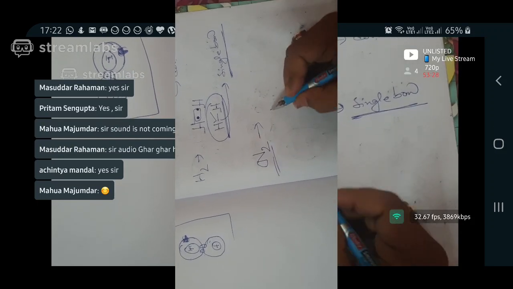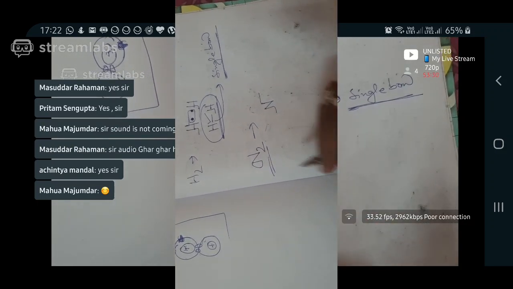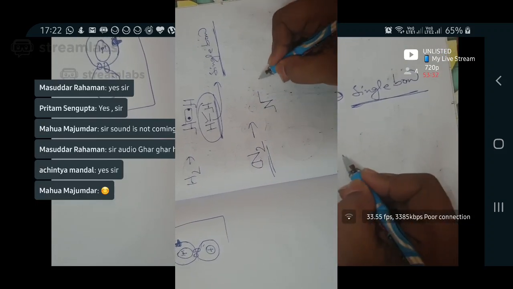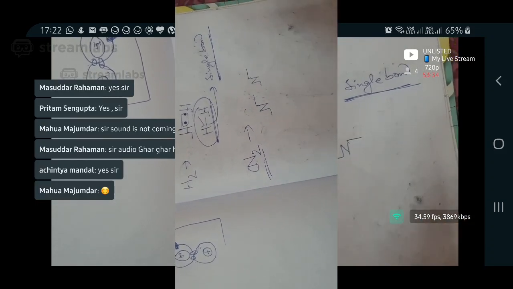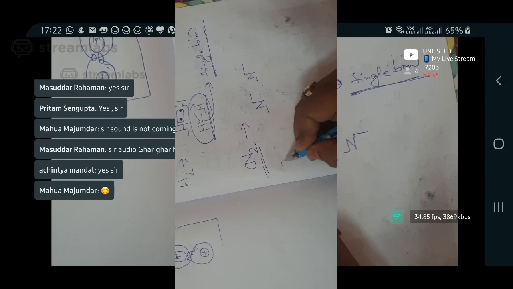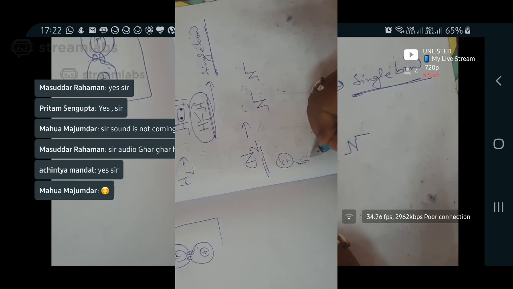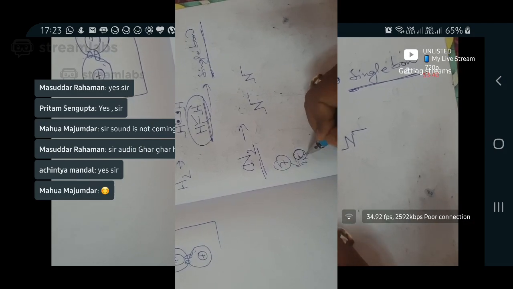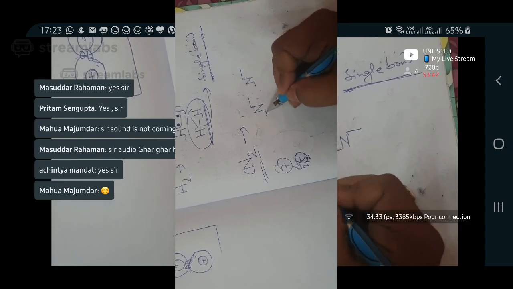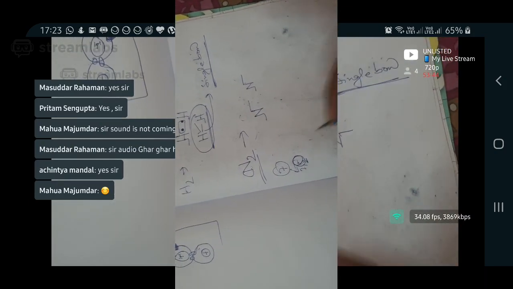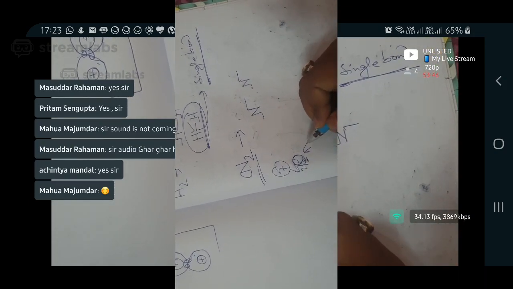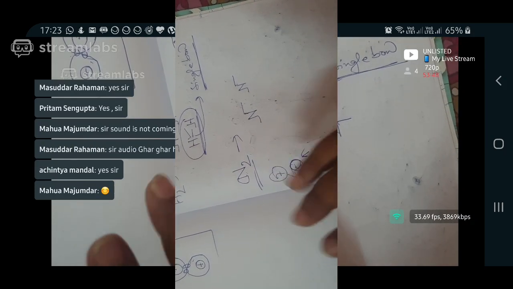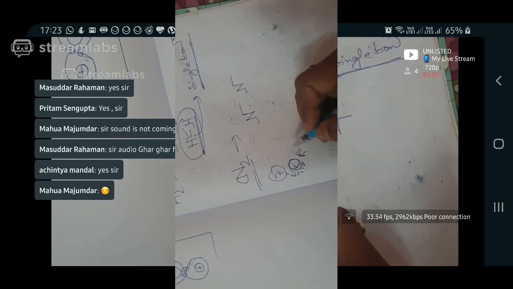Now look carefully. Nitrogen is N2, so that means 2N will be there. Okay, now how to do? Nitrogen has atomic number 7, so the electronic configuration is 2, 5. So in the valence shell there are 5 electrons. So how to arrange the 5 electrons? Now remember, it requires 3 electrons. So definitely there will be sharing of 3 electrons, because it requires 3 electrons.